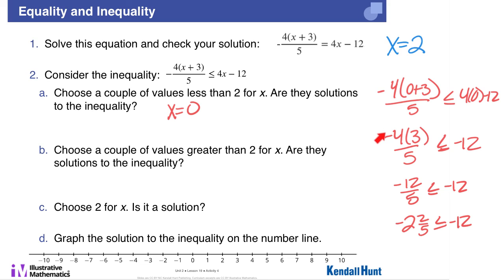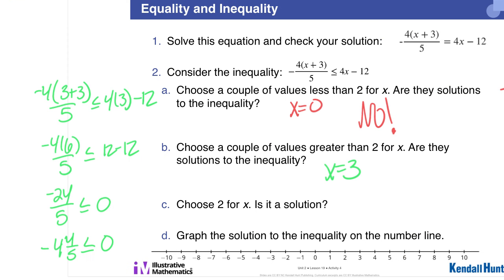When I plugged in 0 for x, this is my work. When I simplified, I ended up with negative 2 and 2/5 is less than or equal to negative 12. And no, that is not true. For a value greater than 2, I plugged in 3 for x. And here's my work. When I did that, I ended up with negative 4 and 4/5 is less than or equal to 0. And yes, that is true.